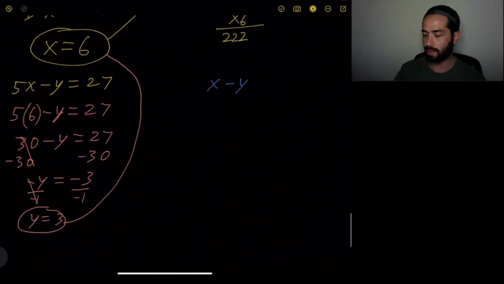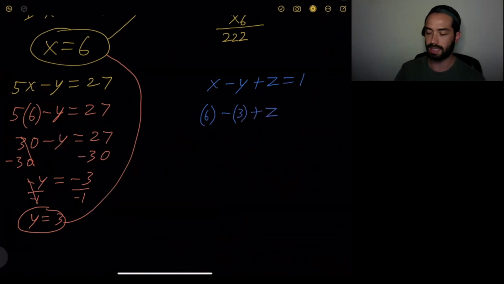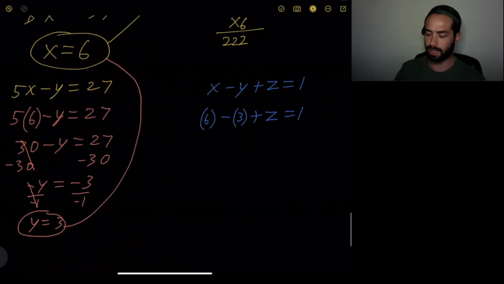X minus y plus z equals 1. Well, I know what x and y are, so let's plug them in. X is 6 minus y, which is 3, plus z equals 1. Well, what is 6 minus 3? That is 3, plus z equals 1. Subtract 3 on both sides, and we have z equals -2.